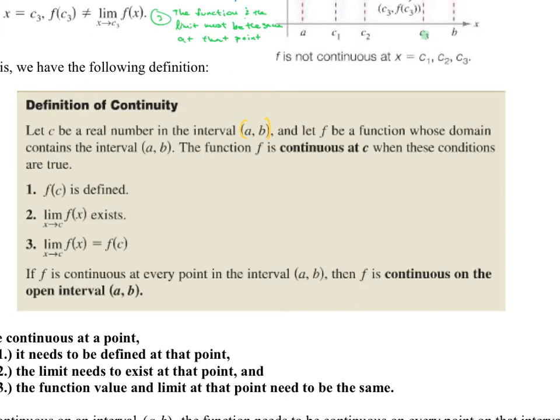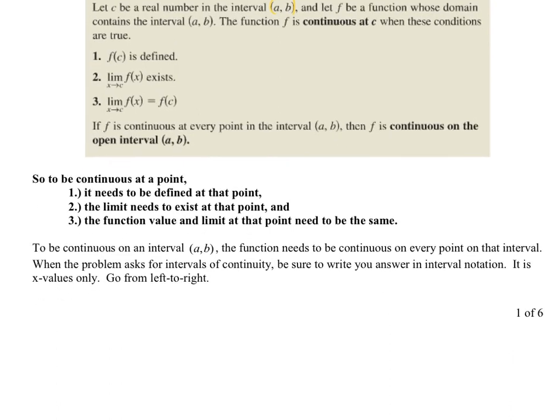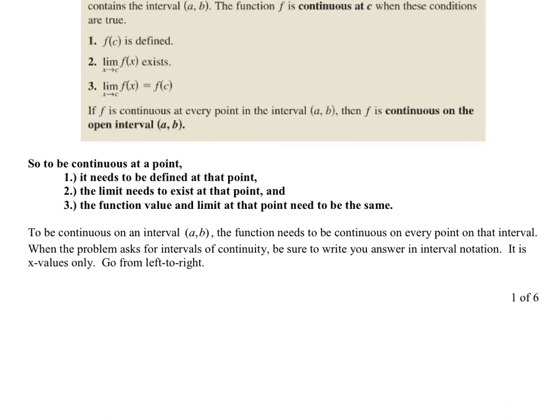Number 1 is the function exists at that point. Number 2 is the limit exists at that point. And number 3 is the function is equal to the limit at that point. And if it's continuous on every point on that interval, then that's the interval of continuity. So once again, to be continuous at a point, it needs to be defined, the limit needs to exist, and the function and the limit have to be the same. So very important that you memorize this definition.